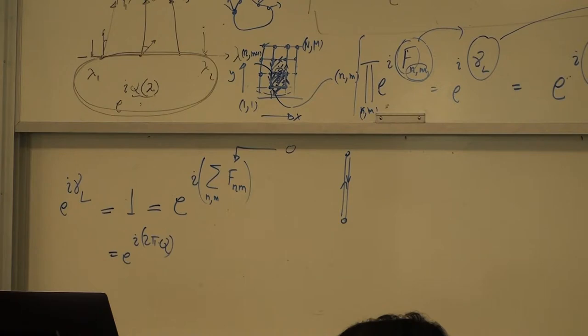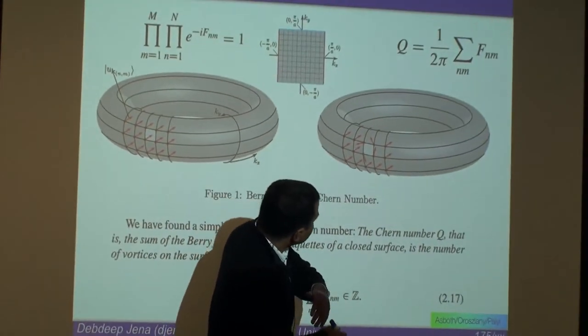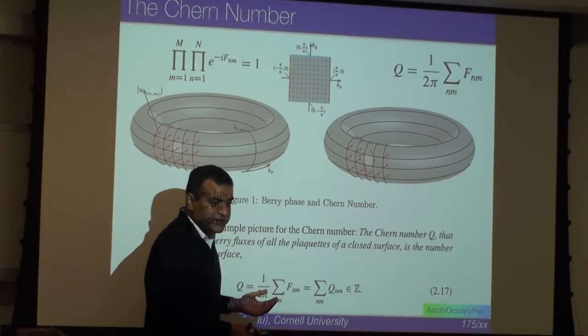Do you see that? For this example, I exceed 2 pi, right? Now, if I take that quantity, how much do I exceed 2 pi by, and I divide it by 2 pi, I can count. That's actually the meaning of the Chern number. Chern number is how much excess you have, how much these wave functions twirl around vortices, how much more than 2 pi they are.